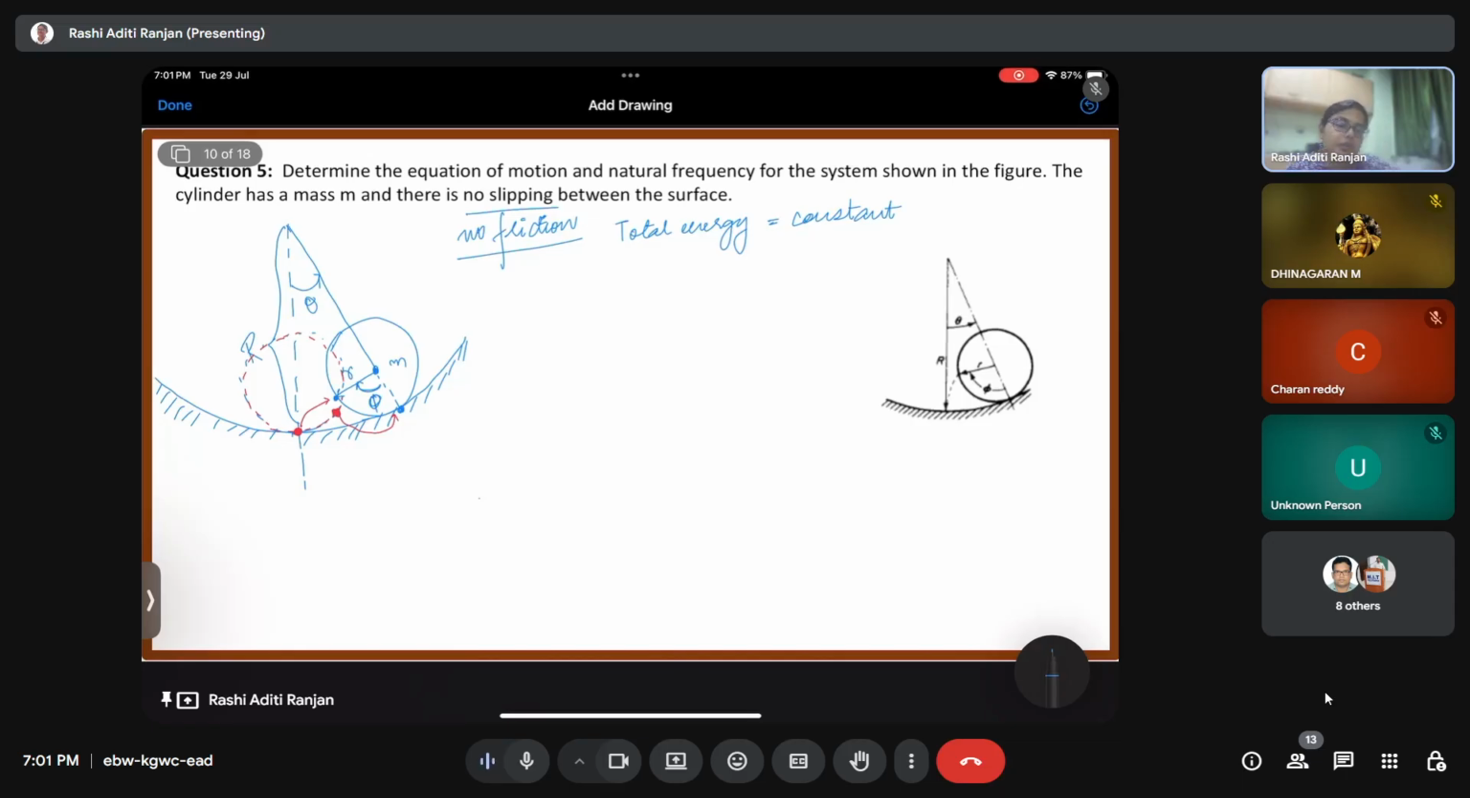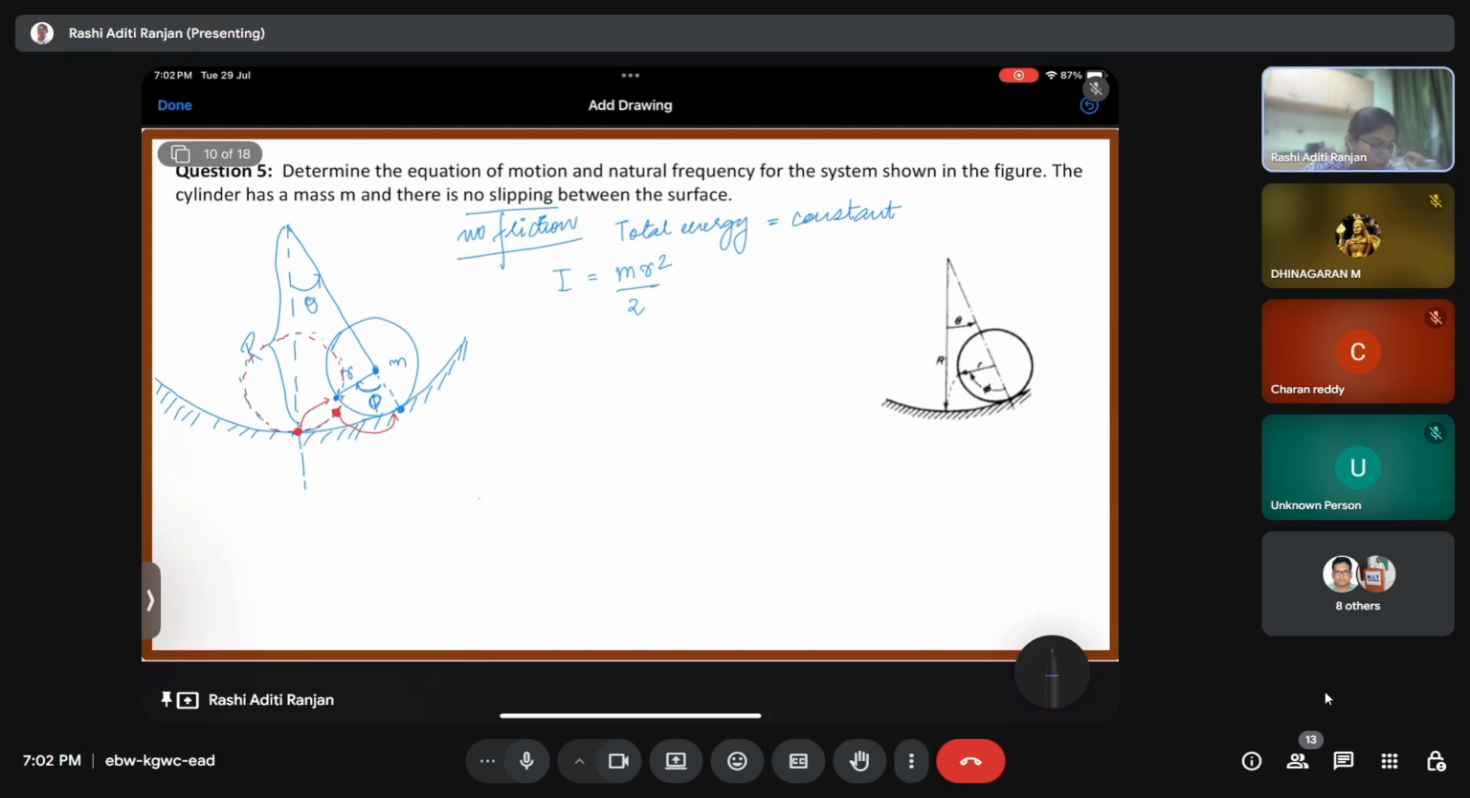So to evaluate the total energy, what do we need? We need the kinetic energy and potential energy, right? We know that the cylinder has a mass m. It is rotating, and its center is moving as well, correct? So if we have the mass m, we can find the moment of inertia. For a cylinder, the moment of inertia I is nothing but m r square by 2.